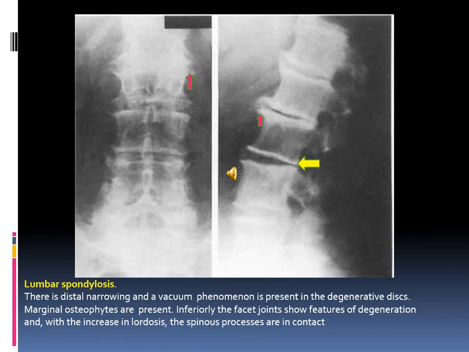Sometimes, in certain cases, we can see a small area of gas within the degenerated disc, and this represents a vacuum phenomenon which can be seen in osteoarthritis changes.